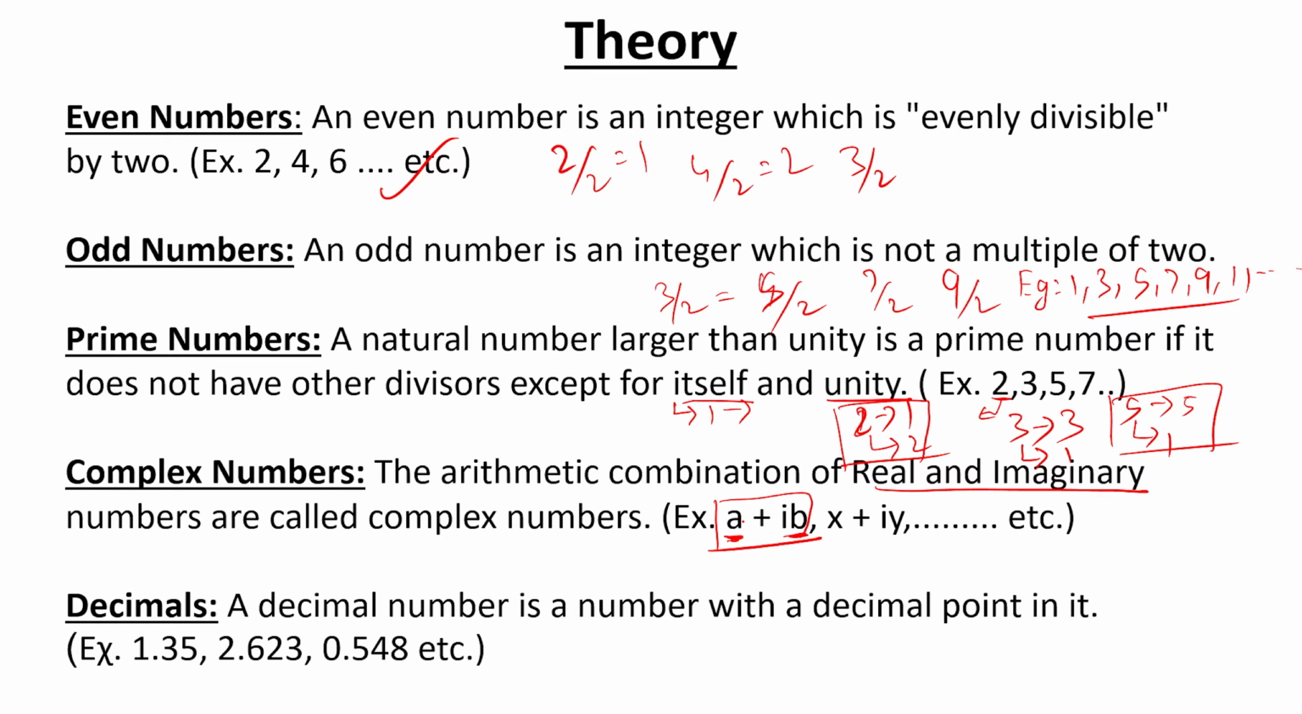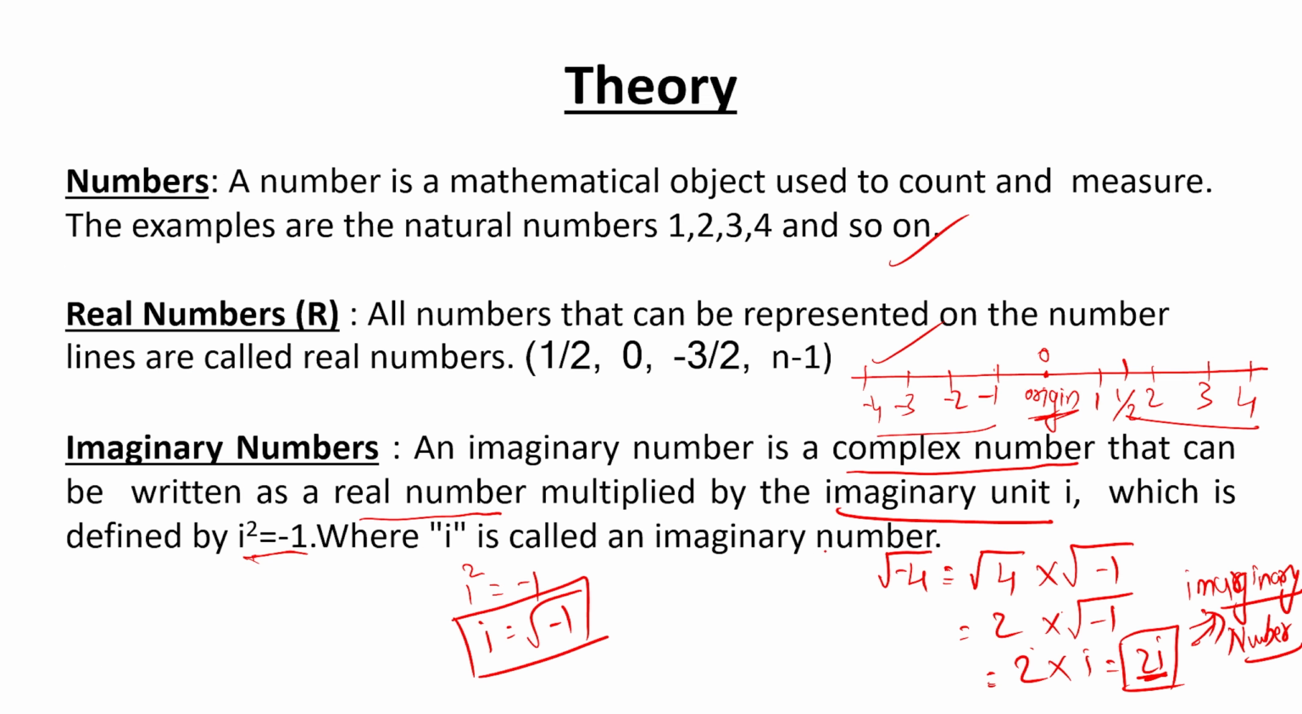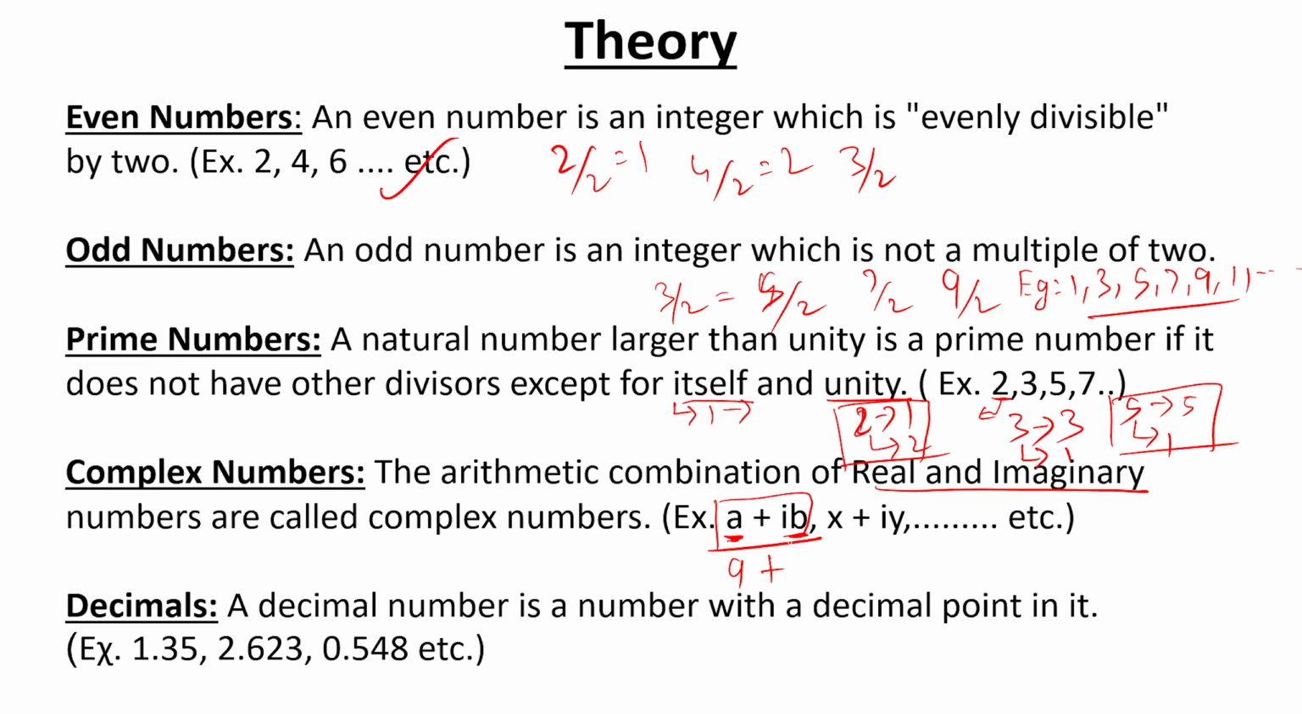Let me give you an example. Let's take a as a real number, 9, plus, we already did an equation before about the square root of -4, which gives 2i. Let's take the 2i. As you can see, 9 + 2i is a complex number. I hope you all get it. It is nothing but a complex number.